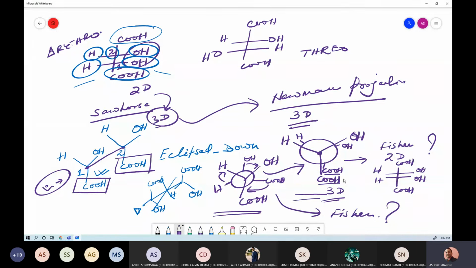I understand your questions, and I will ask in your exam also like that. I will give you any Newman, maybe eclipsed, maybe staggered, maybe anti, whatever. You have to convert your Newman projection formula to eclipsed down only. Then only you can draw the correct Fischer projection. Otherwise, your Fischer projection will end up with a wrong structure.